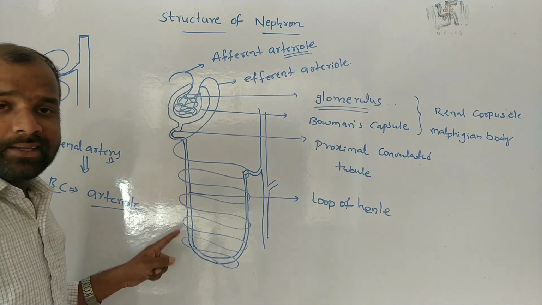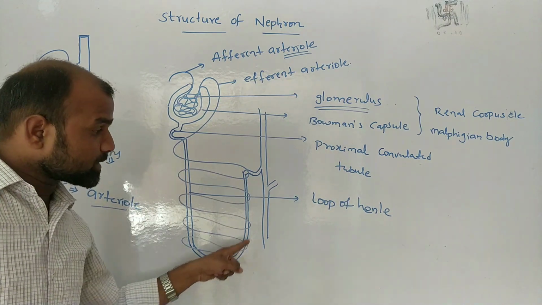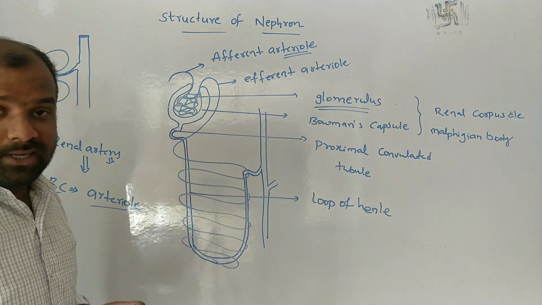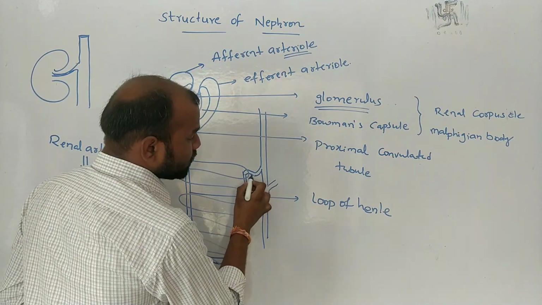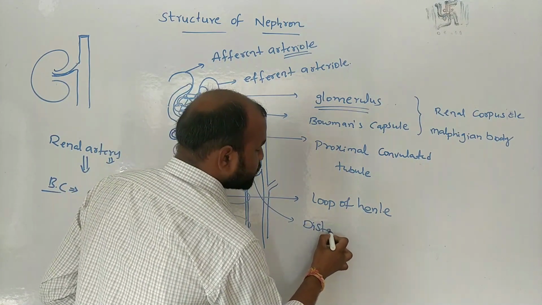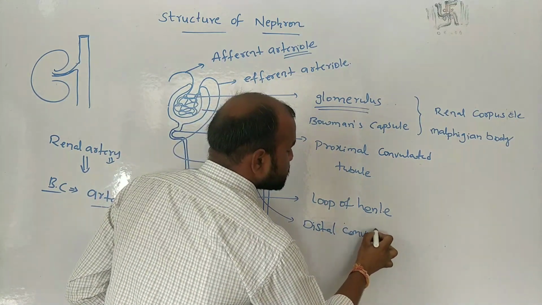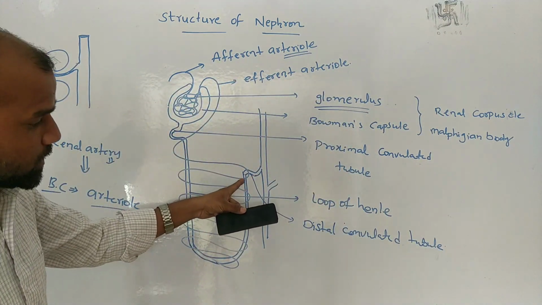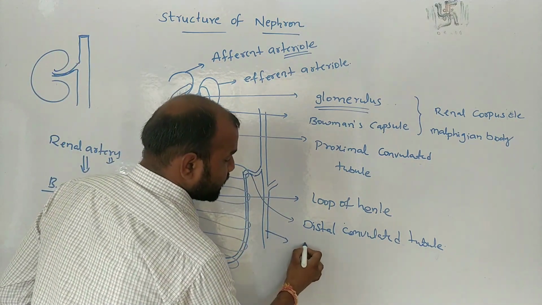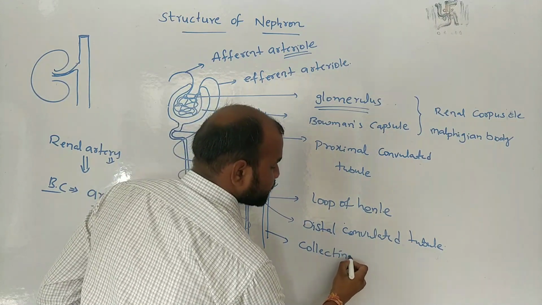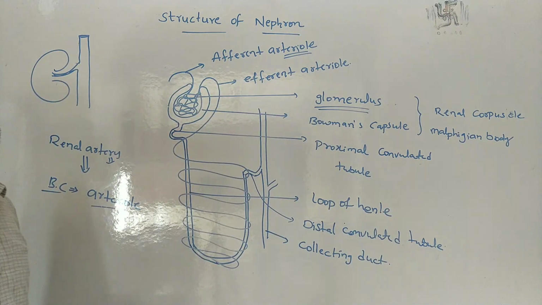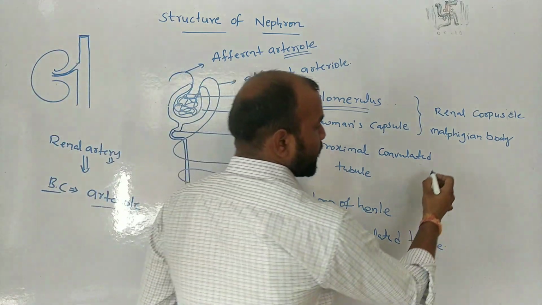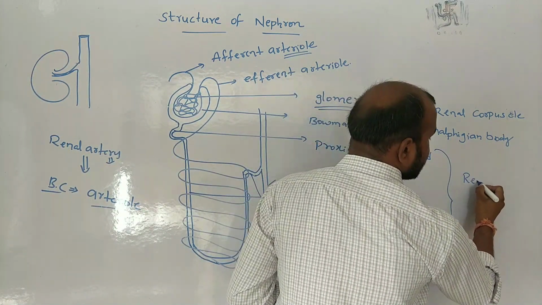Right? So this loop of Henle has two parts: one is the descending limb and the other is the ascending limb. The descending limb and ascending limb enter into the next coiled structure, called the distal convoluted tubule. The distal convoluted tubule enters into the next part, called the collecting duct. From the proximal convoluted tubule to the collecting duct, this portion is known as the renal tubule.